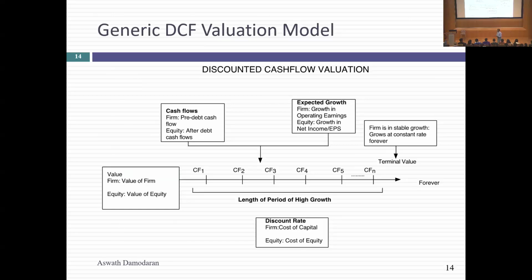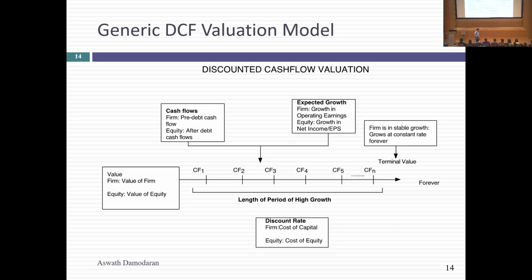And when you think about growth, you've got to be consistent about what you're projecting. Let me explain. If you're forecasting cash flows to equity, what's your measure of income that you're going to use? What's the income to equity investors called on an income statement? It's net income, earnings per share. If you're forecasting equity cash flows, your growth rate has to be growth in equity income. If you're forecasting cash flows to the firm before debt payments, the number you're going to be forecasting is operating income, earnings before interest and taxes, because you want to look at pre-debt earnings.